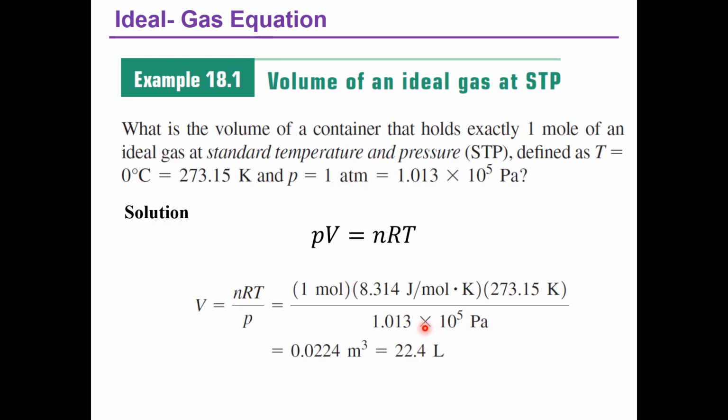Okay? So substituting now, the N is 1 mole, R is constant, temperature is 273, pressure is 1.013 times 10 to the 5 Pascal. Then the volume of a container that holds exactly 1 mole of an ideal gas is equal to 0.0224 meter cube. And if you convert that to liters, that is equal to 22.4 liters. Take note, 1 liter is equal to 10 to the minus 3 meter cube.